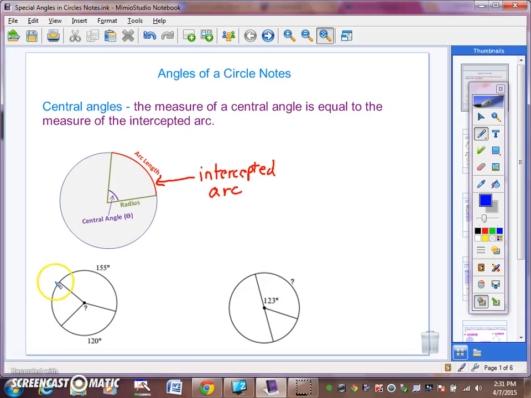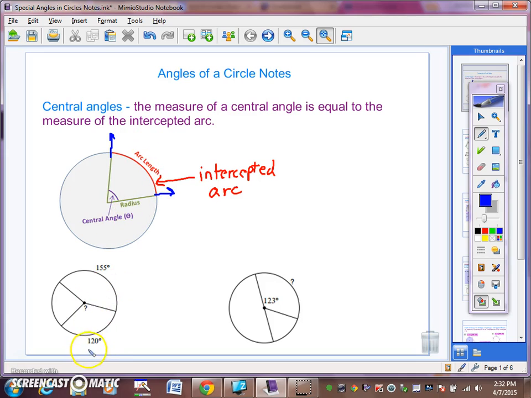Okay, today's notes are on special angles of a circle. So we have several different types of angles that are created within the circle. The first one is a central angle, and the measure of a central angle is equal to the intercepted arc. So here in my drawing, you can see the central angle, and this red part here, the arc length, that's the intercepted arc. You can tell it's intercepted because if I extend my angle, the arc is inside the angle, so that's the intercepted arc.